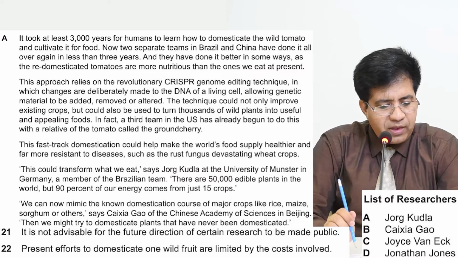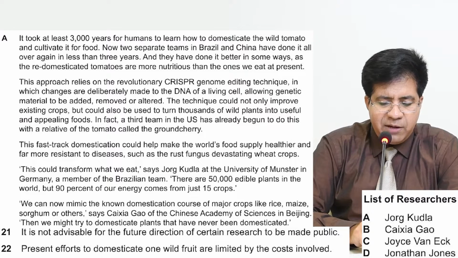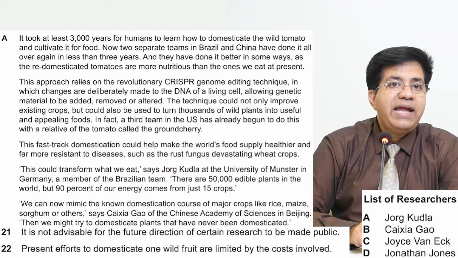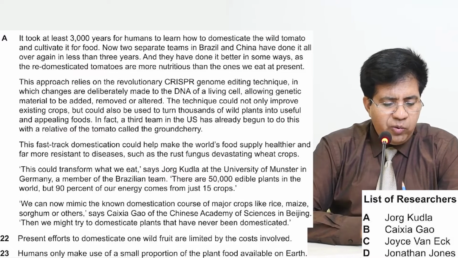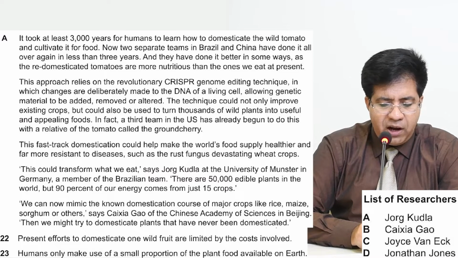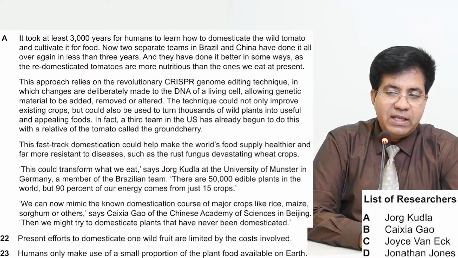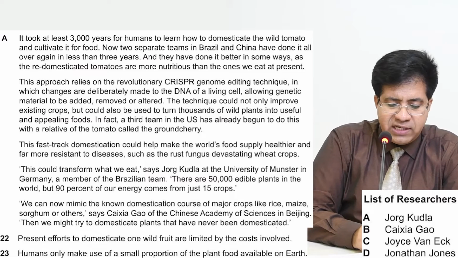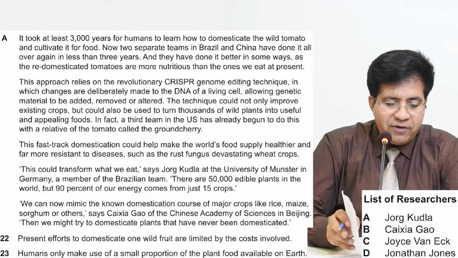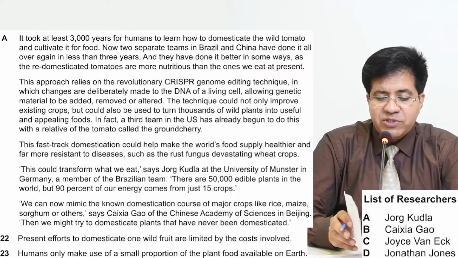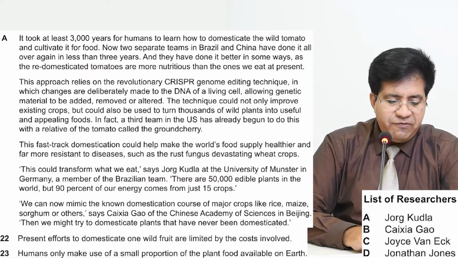Question number 22. Present efforts to domesticate one wild fruit are limited by the costs involved. Underline costs. For that, they will use the word money, finances, budget, and all that. Question number 23. Humans only make use of a small proportion of the plant food available on earth. Now, what is the word for small proportion? Absolutely. And what is the word for plant food available on earth? They use the words 50,000 edible plants in the world, but 90% of our energy comes from just 15 crops.